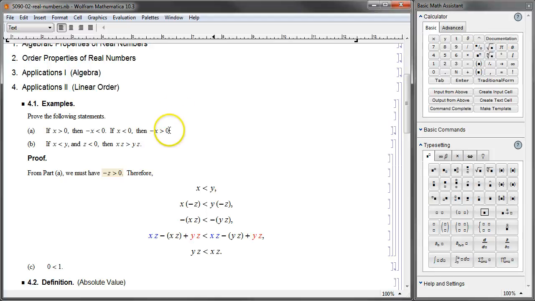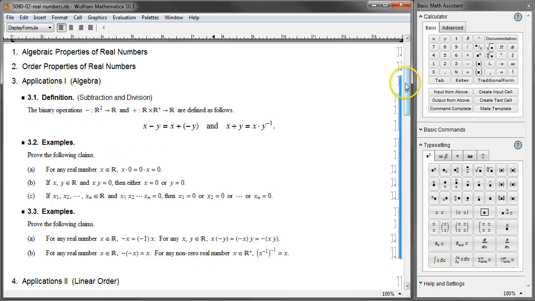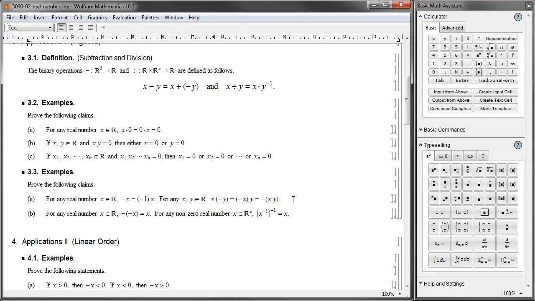Why? It's not really a given. We proved it. We spent some time and proved it. And then let's use it here. And then finally, one more thing. x times negative z is negative xz. y times negative z is negative yz. Is that true? Actually, yes, we proved it. Where? We proved it here in 3.3a.